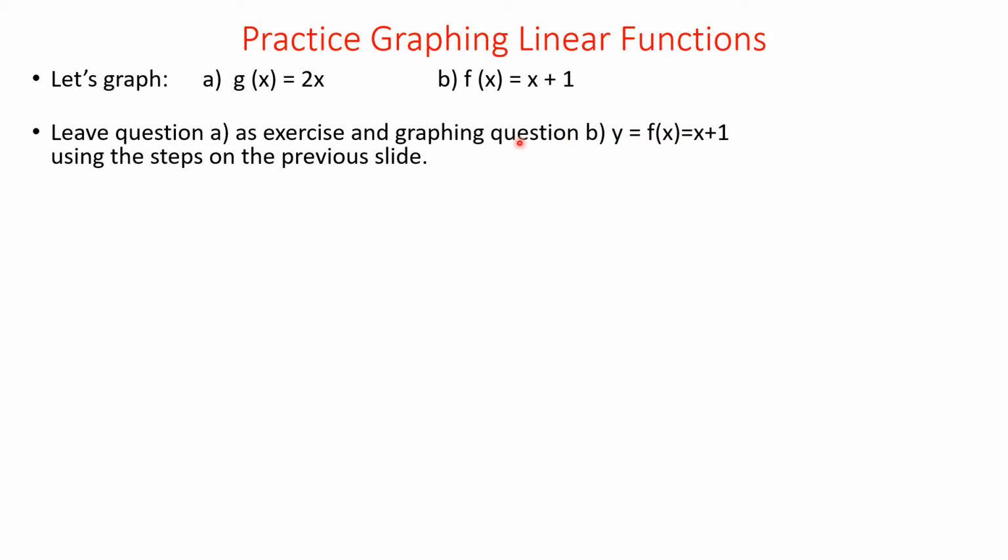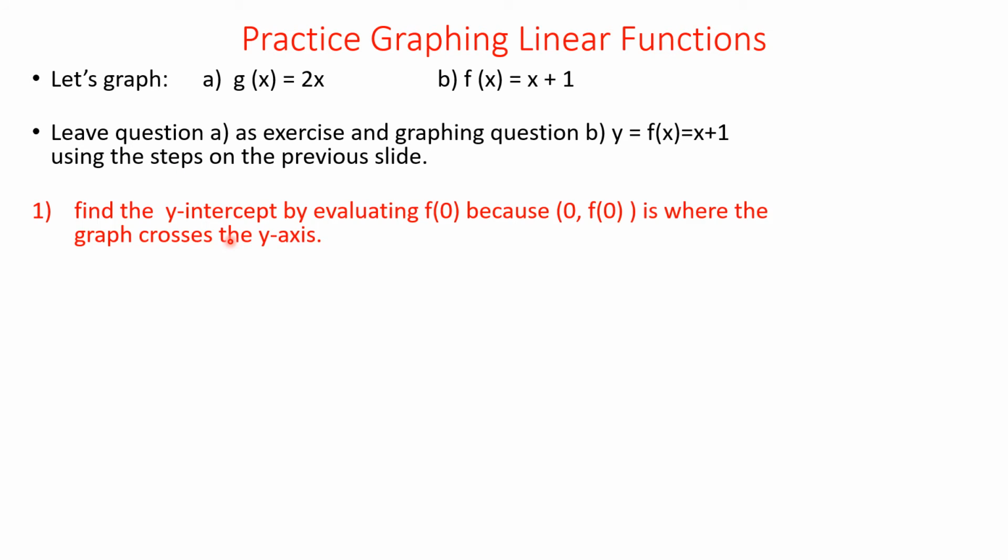To do so, we have to use the steps on the previous slides. For your convenience, we're going to provide the steps one at a time. Step number 1 says find the y-intercept by evaluating f(0), because the x coordinate, which is 0, and the y coordinate, which is f(0), are those of the point where the graph crosses the y-axis.